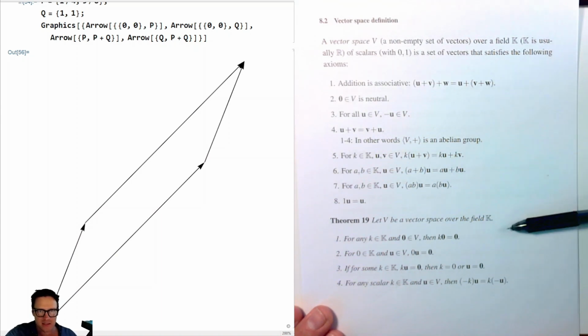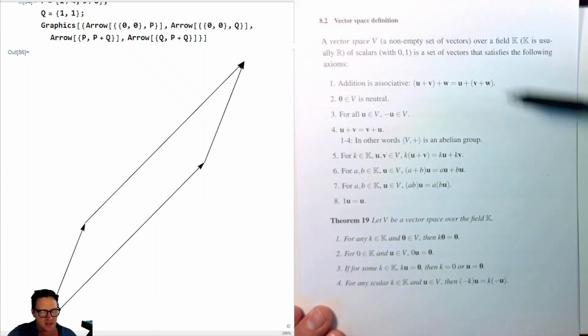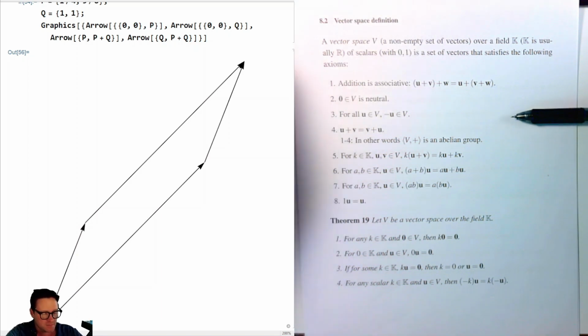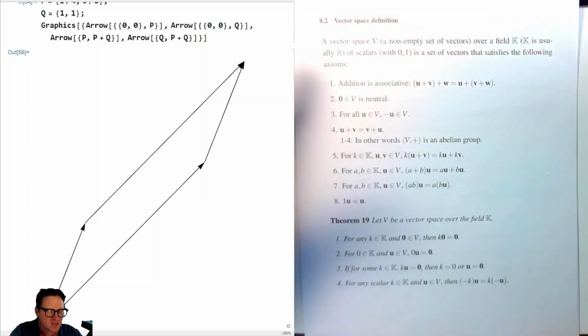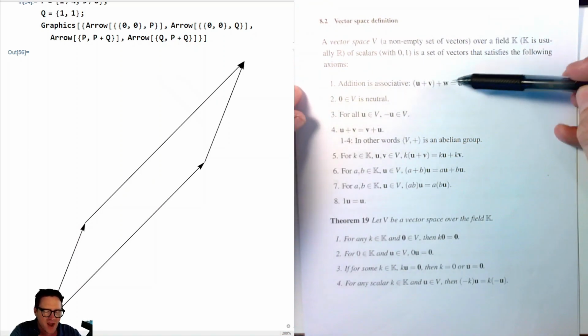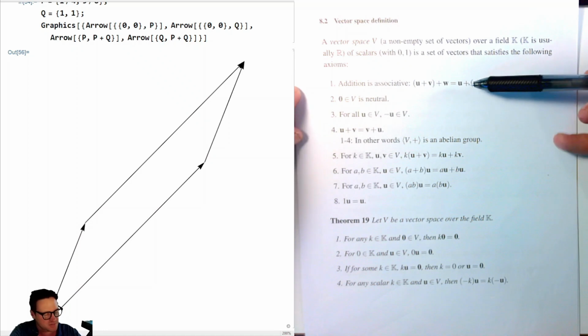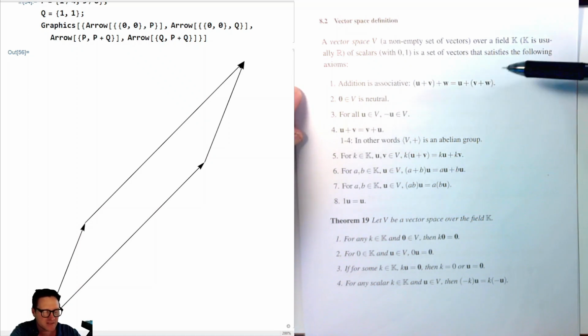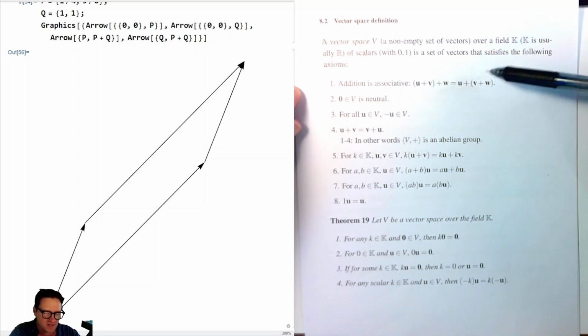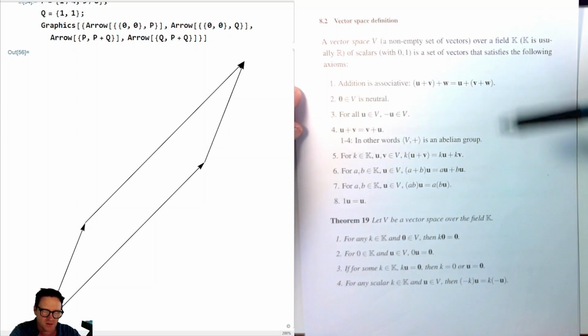So we have 8 axioms of a vector space, but we can think of the first 4 as being axioms for what we call an abelian group. And the first 3 are axioms for a group. So the first one, addition is associative. So we can move the brackets around when we're adding vectors. All right, so this needs to be satisfied, that we can move the brackets from around the u and v to be around the v and the w.